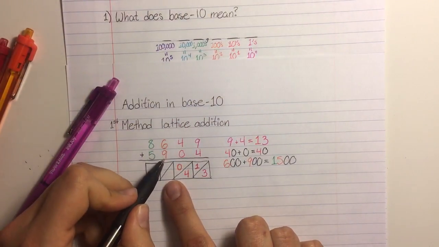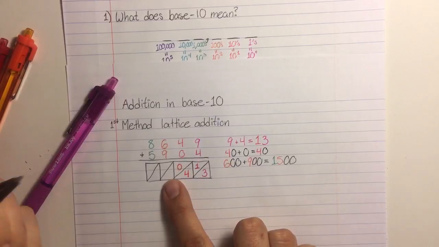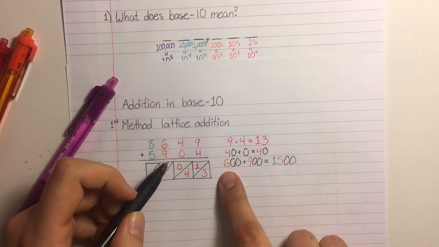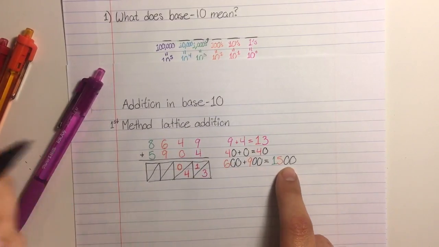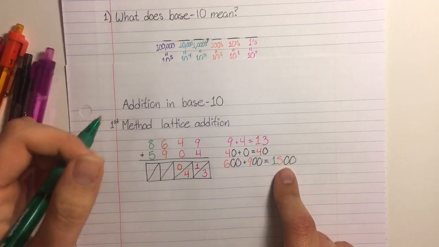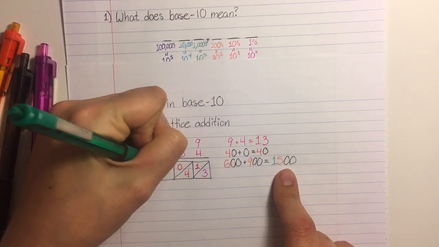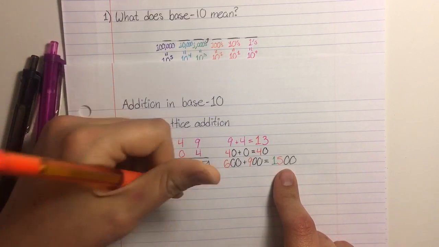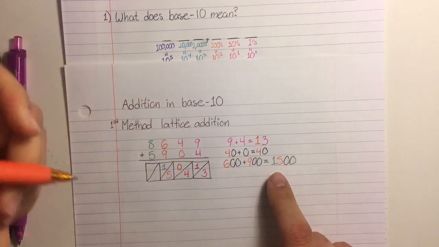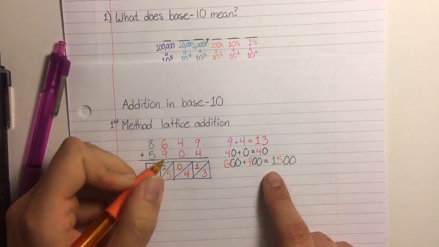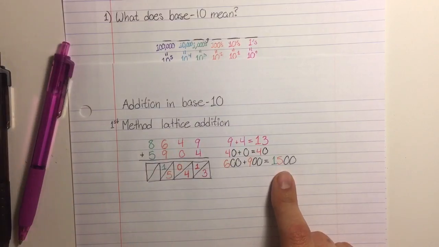So we have 6 plus 9 is 15, right? If we're just looking at that. But what's actually happening is it's 600 plus 900 is 1500. So then we have 15, with 1 representing 1,000 and 5 representing the hundreds.